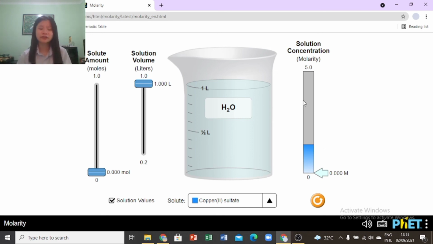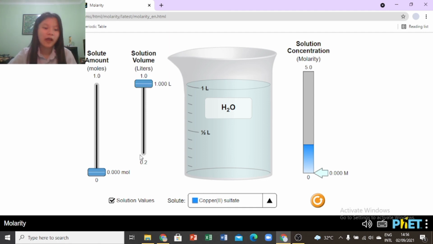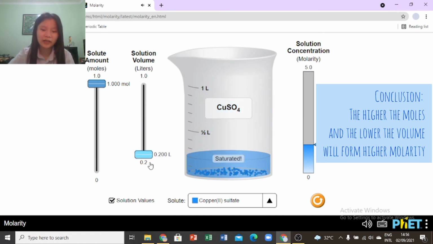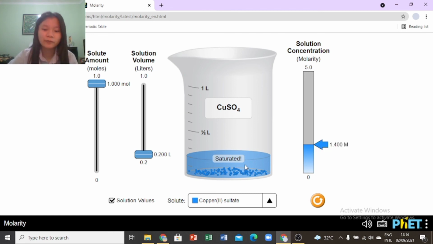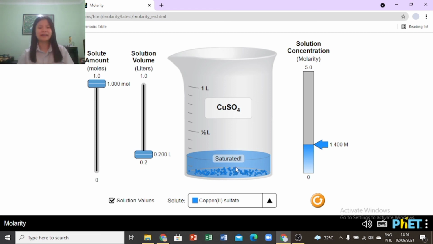So the conclusion for copper sulfate is almost the same as drink mix. The lower the solid amount in moles and the higher the solution volume in liters will form low molarity. But the higher the solid amount in moles and the lower the solution volume in liters will form higher molarity, but the difference is that crystals will form because the solution is saturated. So I think that's the difference between copper sulfate and the drink mix. For copper sulfate, crystals form. For drink mix, no crystals form because it is not saturated.